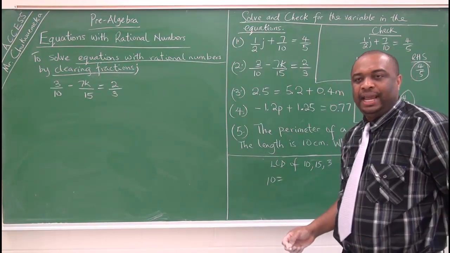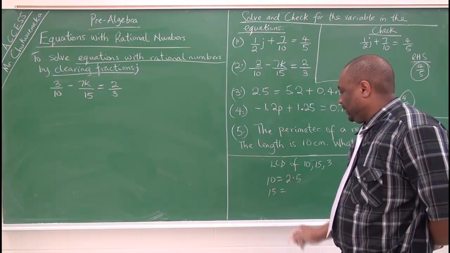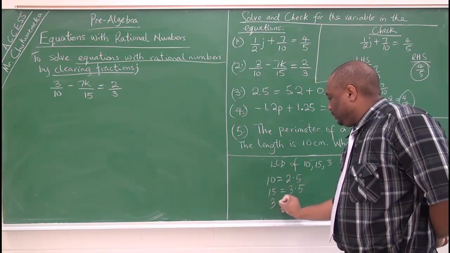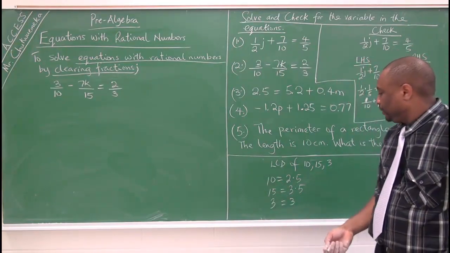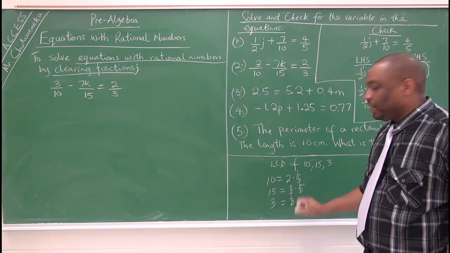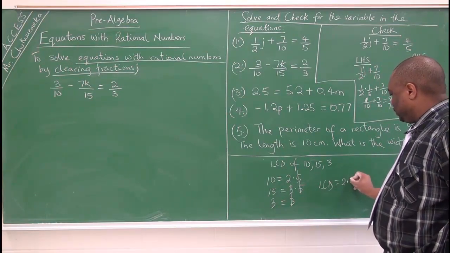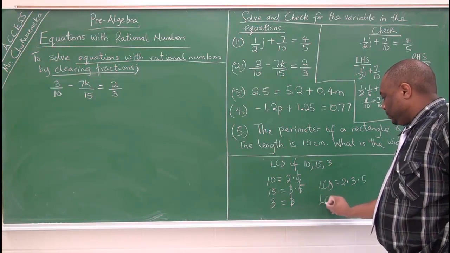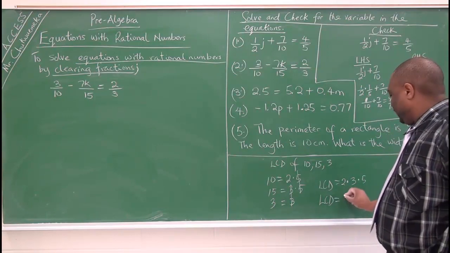The prime factorization of 10 is 2 times 5. The prime factorization of 15 is 3 times 5. And then 3 is already a prime number, so you can't find the prime factorization. It's 3. So 3 occurred twice, we will count it 1 time. 5 occurred twice, we will count it 1 time. So the LCD will be 2 times 3, 1 time, times 5, 1 time. So 2 times 3 is 6, and 6 times 5 is 30.